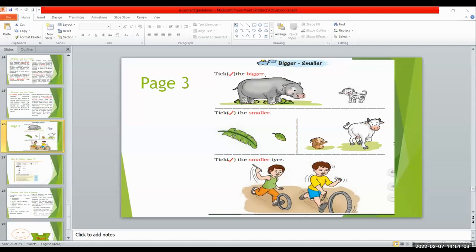Okay. Let me further simplify the question. There are four questions on your screen. Can you please give me the solution for the first question, which shows a hippopotamus and a puppy? How do I make it accessible for visually impaired students? They are learning online, like we are conducting this.